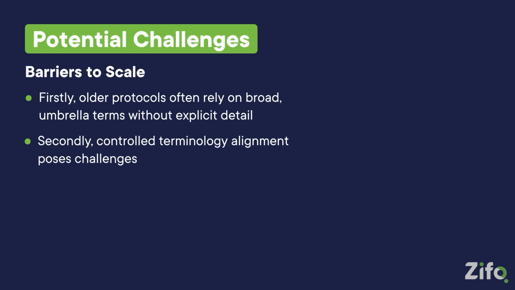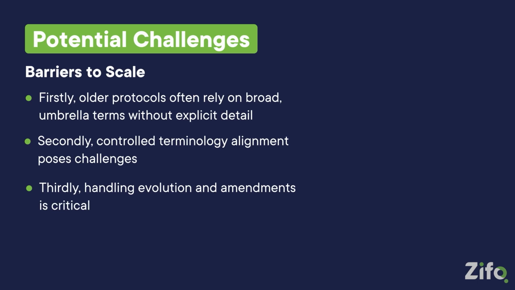Standards like NCI and CDISC are updated regularly, and if libraries aren't synchronized, version drift can cause mismatched codes. Even when terms exist, multiple candidate codes create inconsistency, reducing interoperability. Thirdly, handling evolution and amendments is critical. Protocol changes or Define-XML updates must flow through the pipeline without corrupting curated libraries. Human-in-the-loop ensures continuity across versions and prevents drift.